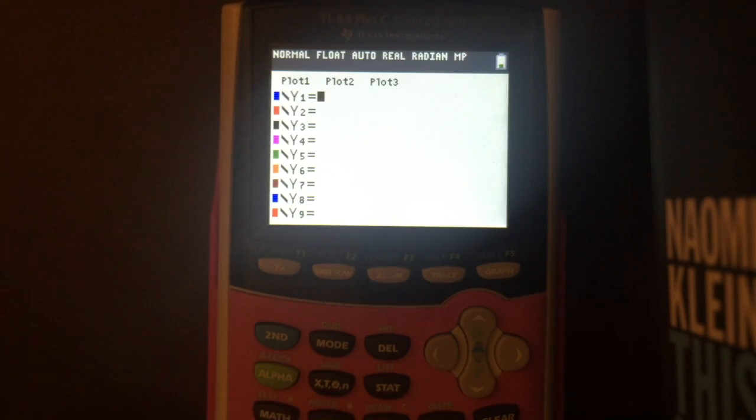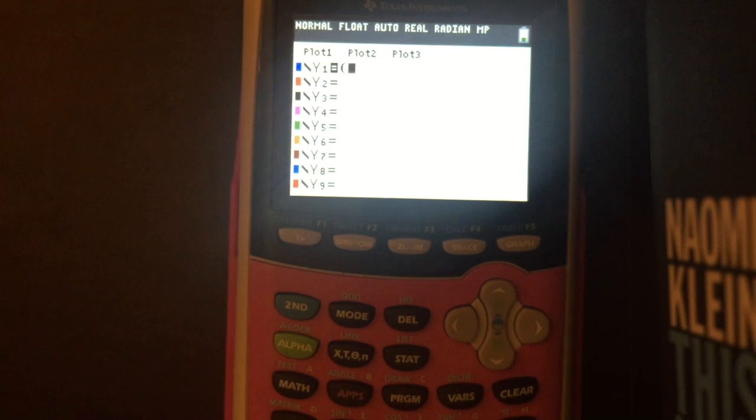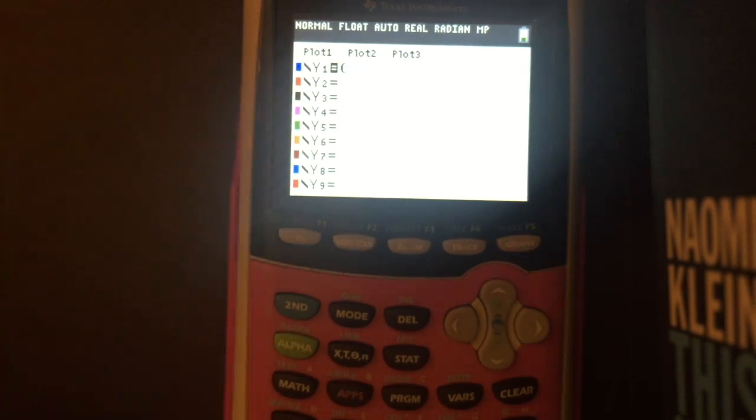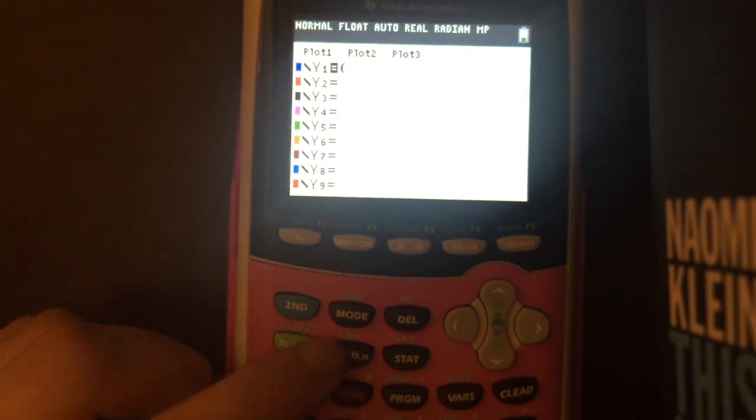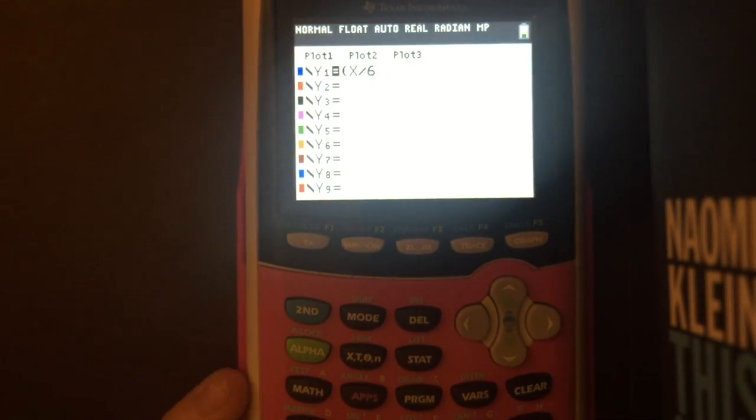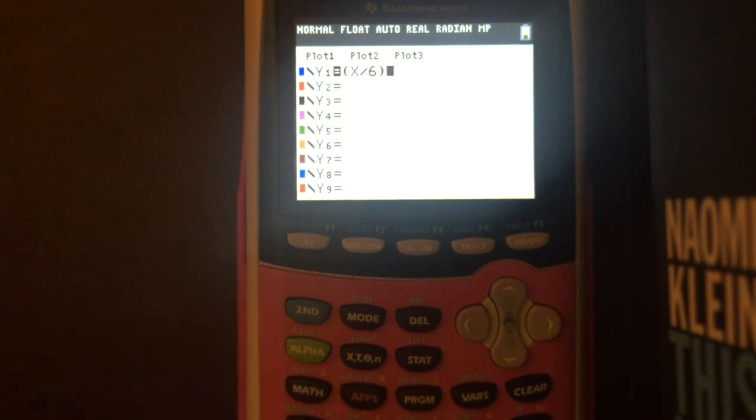I like to put parentheses, so I go to my parentheses key down here. I like to hit parentheses so my calculator knows the two parts of the equation and doesn't mix them up. So I always make sure I put my parentheses around the parts that I want separated in my equation. So I go to the x, t, theta, n key, and I get x. Once again, x is going to represent w in this equation, and then I'm going to divide it by 6. Then I'm going to close my parentheses because that is one part of my equation. Then I'm going to add.